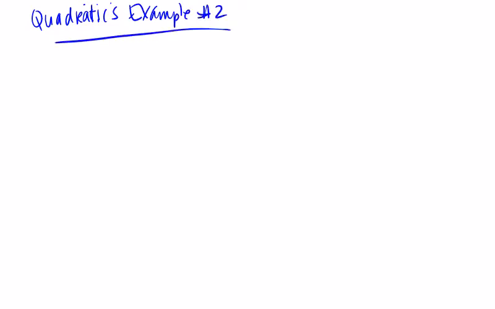Okay, this is going to be quadratics example number 2. Excuse my handwriting. All right, this is going to be when a is greater than 1. So we have 3x squared minus 7x minus 6.